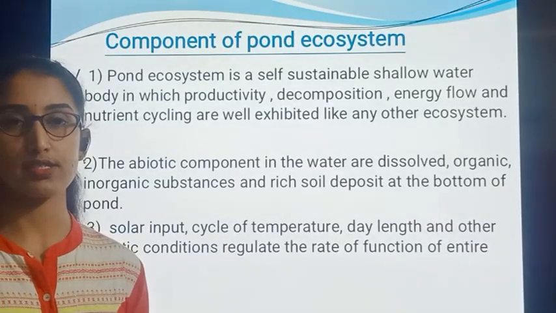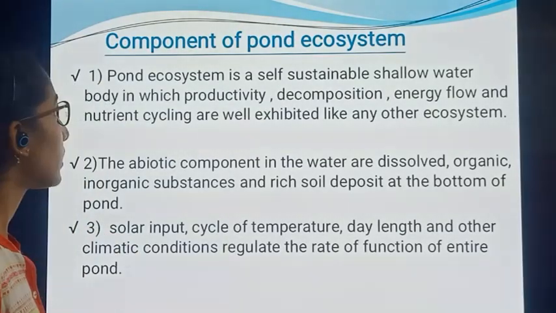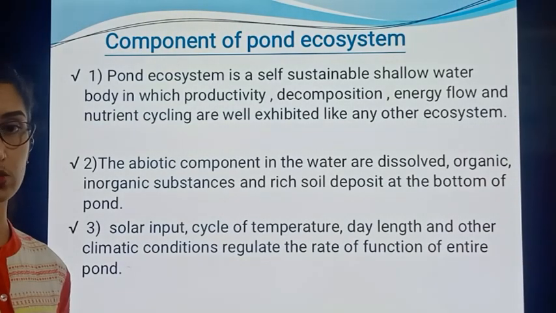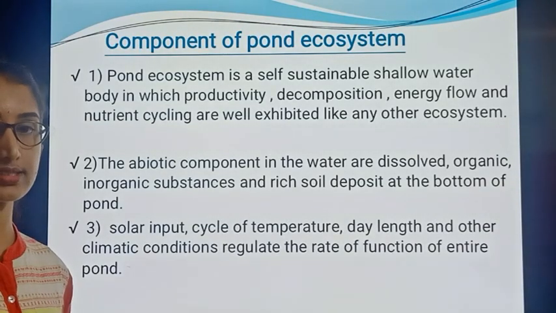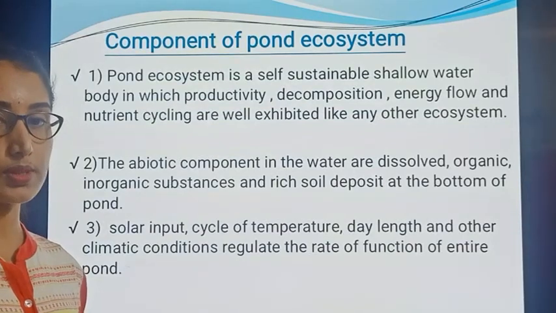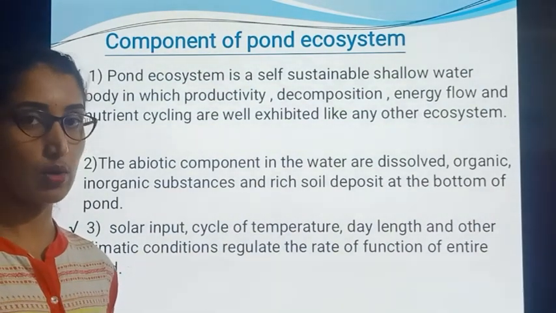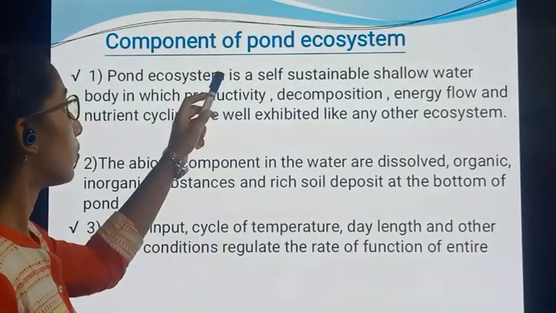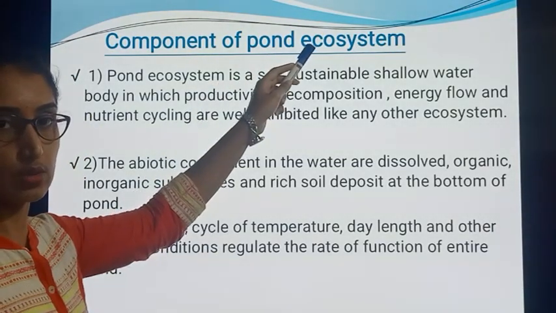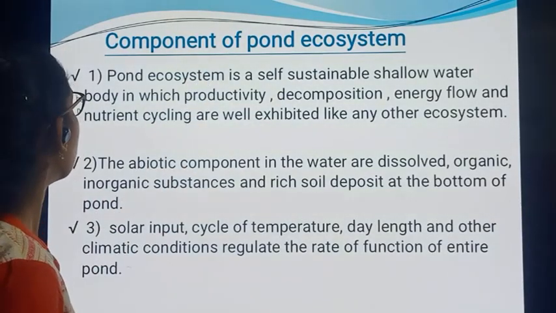Next we are going to start with components of pond ecosystem. We had discussed biotic components and abiotic components, and that is what the components which are present in the pond ecosystem.